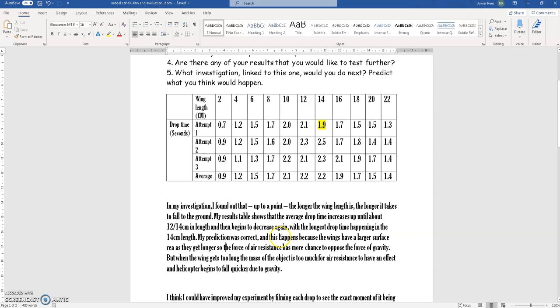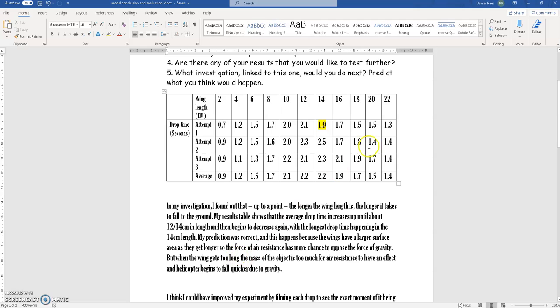And the reason this happens is because the wings have a larger surface area. A larger surface area means there is more space as they get longer. So the force of air resistance has more chance to oppose the force of gravity. Remember when we did the PowerPoints earlier in the week, you've got the force of gravity going down and the force of air resistance going up when things fall.